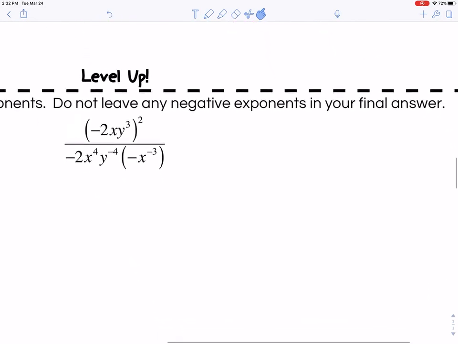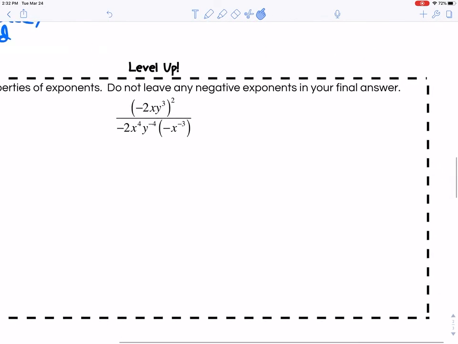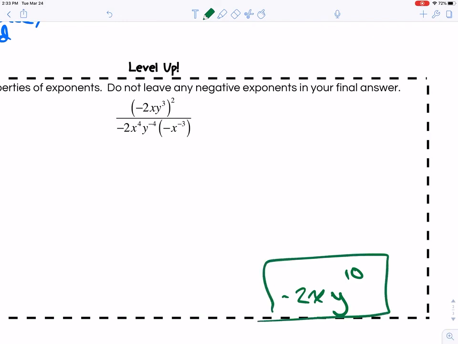Alright, for the level up, I'm not going to give you my complete solution here because I genuinely want you to try if you're ready for that additional challenge. But I will give you the final answer, which is -2xy to the 10th, so I worked this out ahead of time. I encourage you to try that on your own if you're feeling up for the challenge, and if not, you can start homework 2.